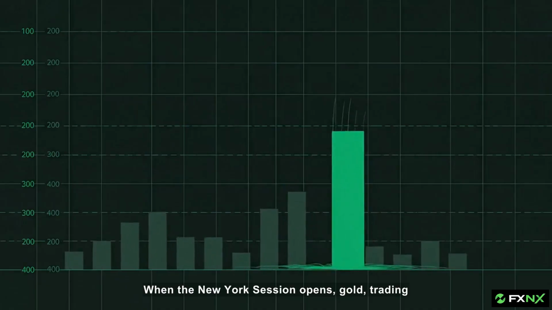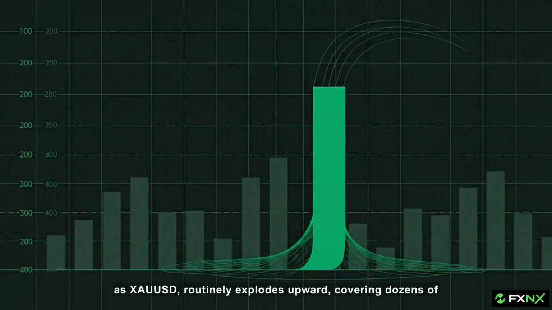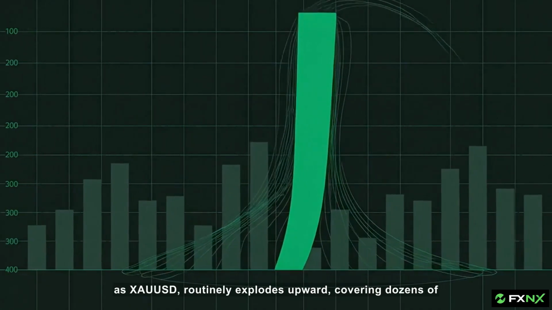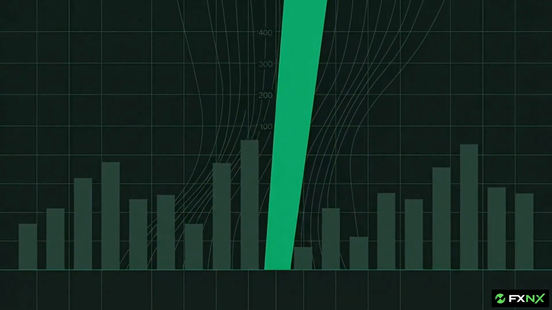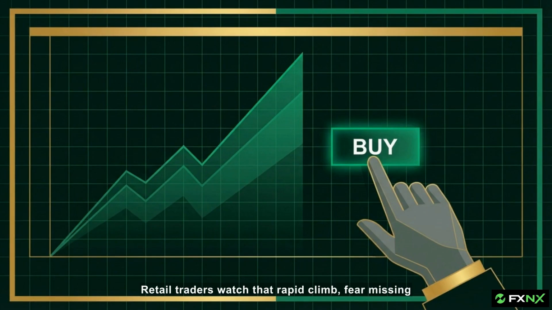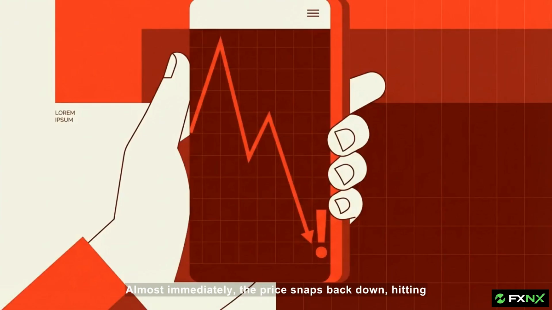When the New York session opens, gold, trading as XAUUSD, routinely explodes upward, covering dozens of pips in a matter of minutes. Retail traders watch that rapid climb, fear missing out, and buy right at the peak. Almost immediately, the price snaps back down, hitting their stop losses and taking them out.